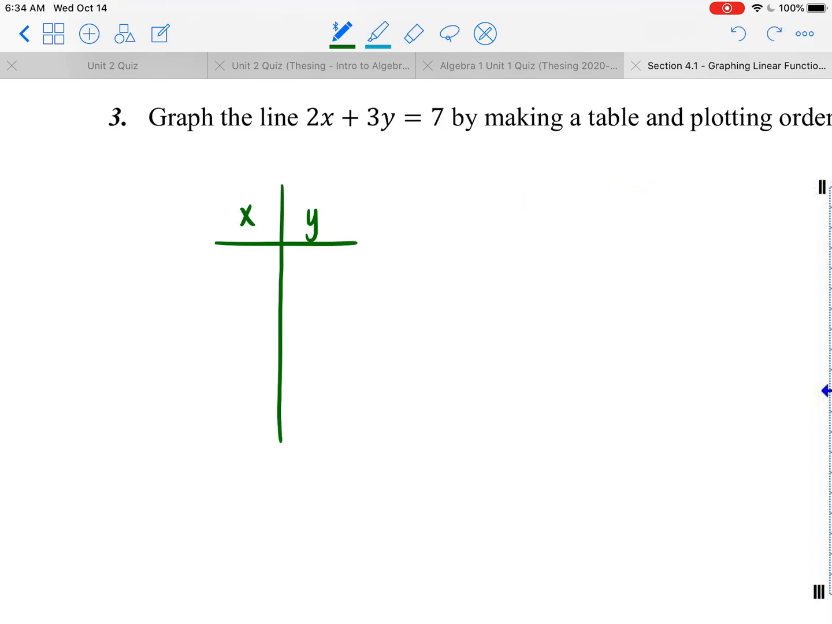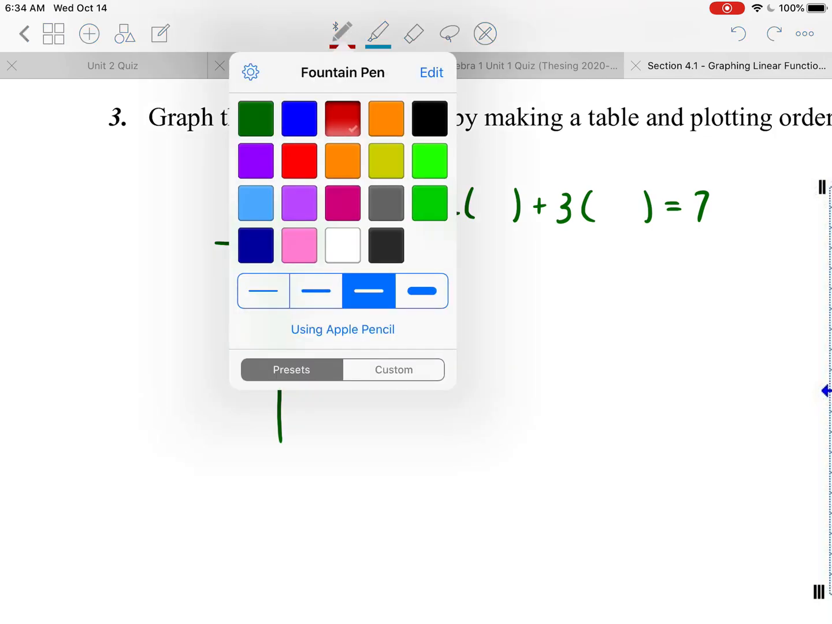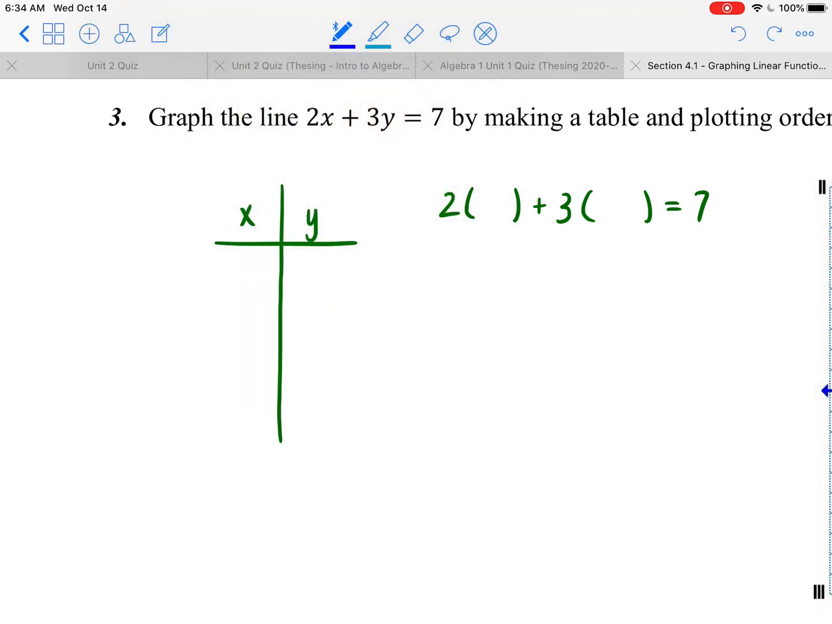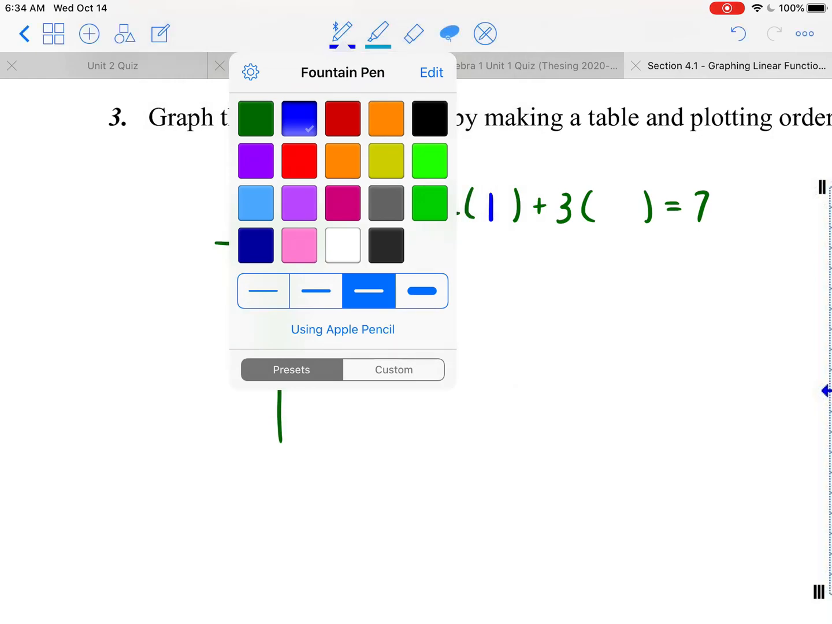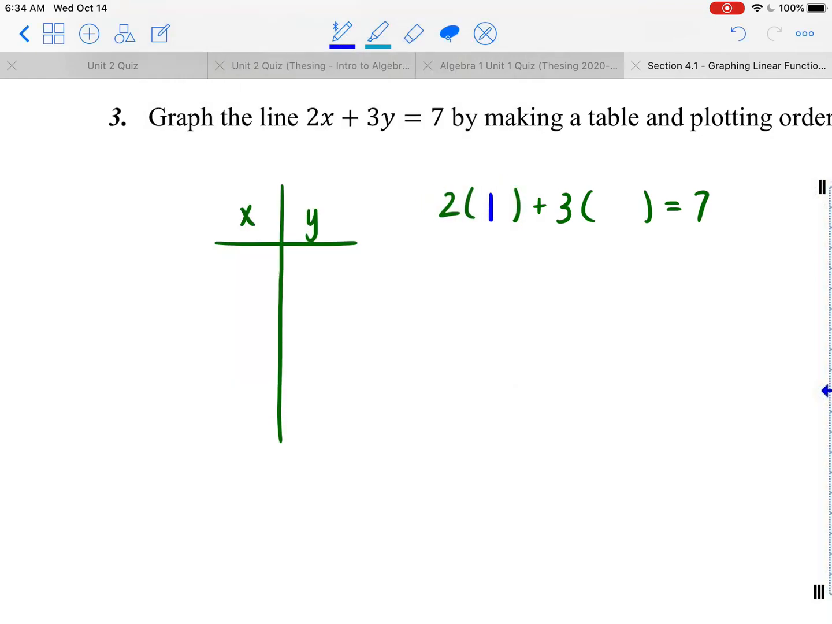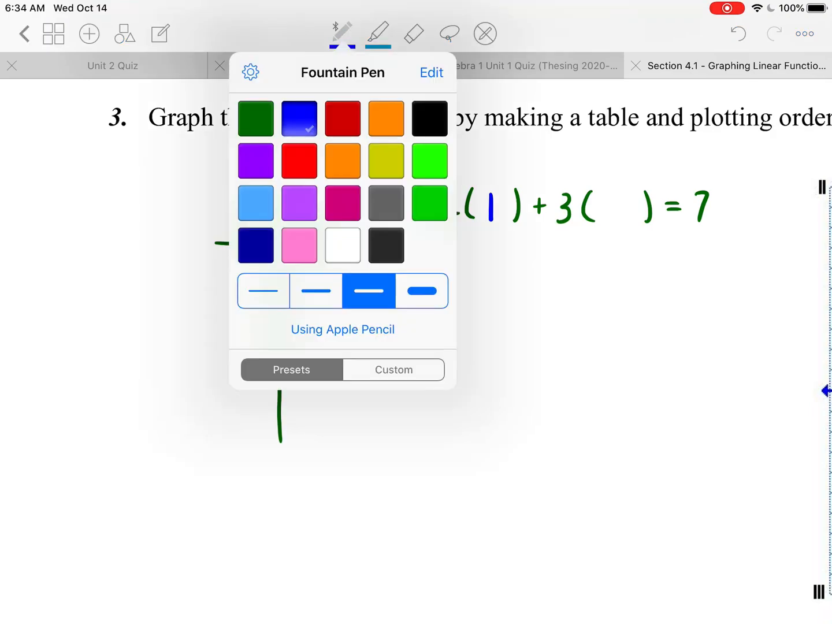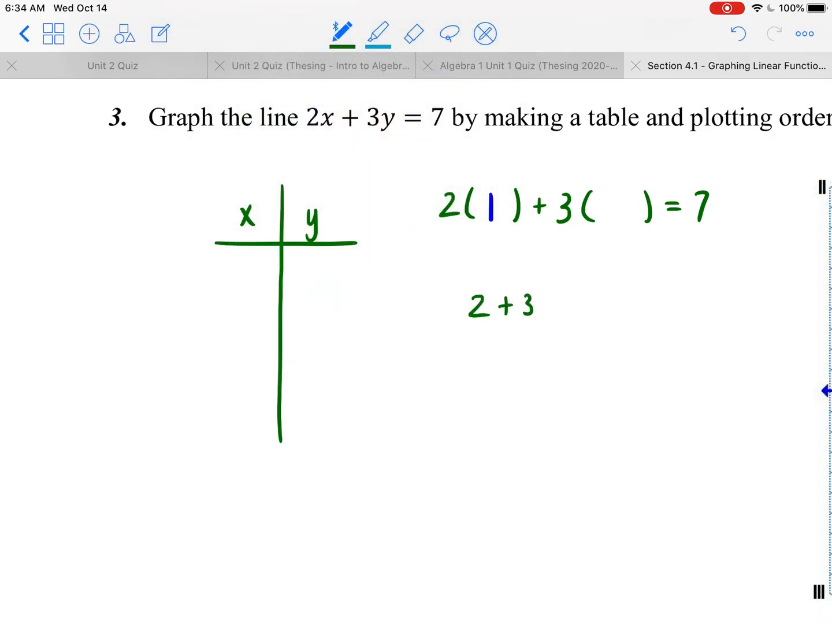So, all right. So let's see. So if we make x, oh boy. Okay, we've got to pick these carefully here. Whatever x we put in, we've got to put it in there, and whatever y we put in, we're going to put it there. So let's pick our numbers carefully. If we let x be 1, you're going to have 2 times 1, that's 2, plus 3 times something is equal to 7. So you're going to have 2 plus 3 times a number is equal to 7. And the question is, what number needs to go there? We can get a number there, but it's not a whole number.